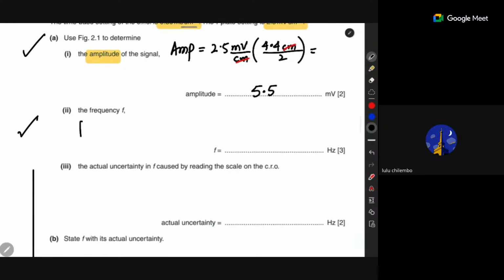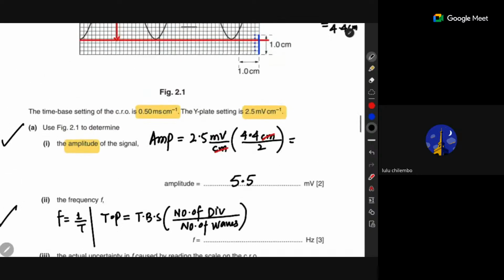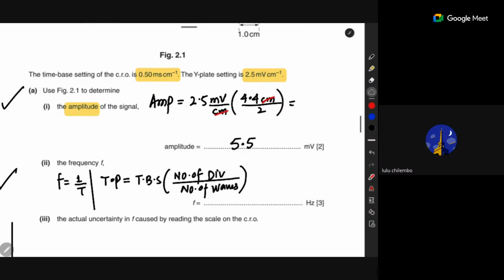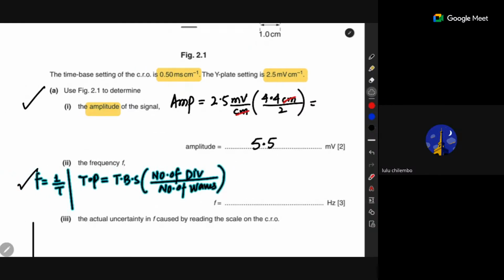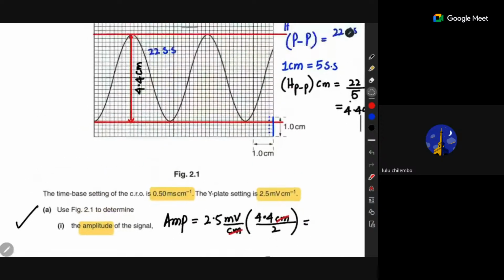For frequency, you will go by the formula that frequency is 1 upon time period. So, first of all, I will calculate the time period and then move onward. Time period is the time base setting into the number of divisions, divided by the number of waves. You got this point? So, by applying this formula, what will I do? I will go back to the waves and count them.